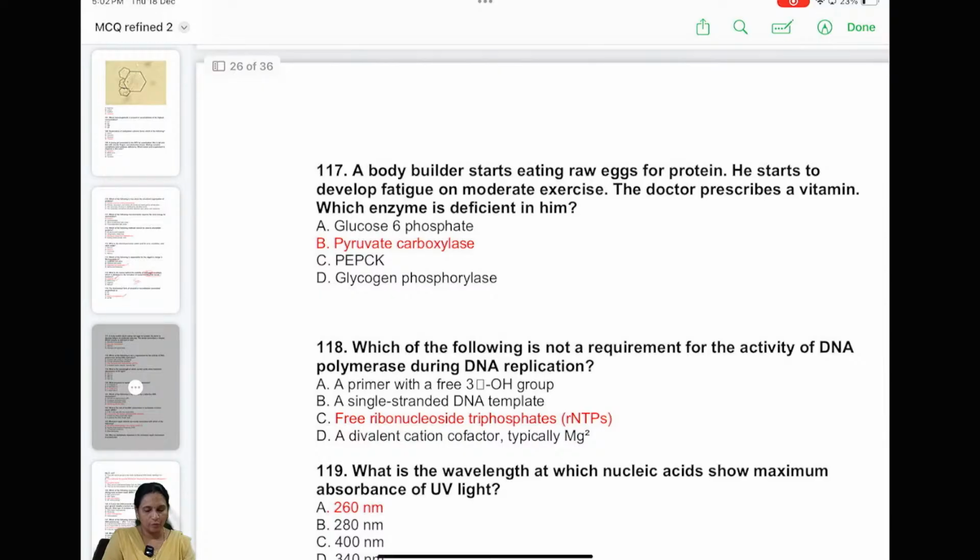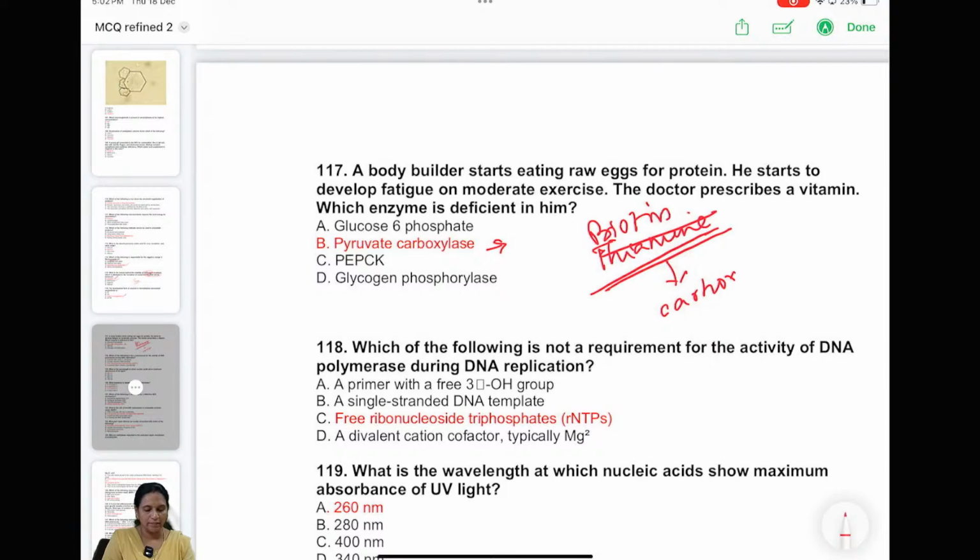A bodybuilder starts eating raw eggs for protein. He starts to develop fatigue on moderate exercise. The doctor prescribes a vitamin. Which vitamin is deficient in him? Pyruvate carboxylase. Thiamine. Okay, thiamine is responsible for... sorry, biotin. Biotin is for carboxylation reactions. Raw egg contains avidin, which binds biotin, so this patient will be deficient, and the doctor prescribes a vitamin known as biotin, because pyruvate carboxylase is deficient in him. Biotin mediates carboxylation reactions.